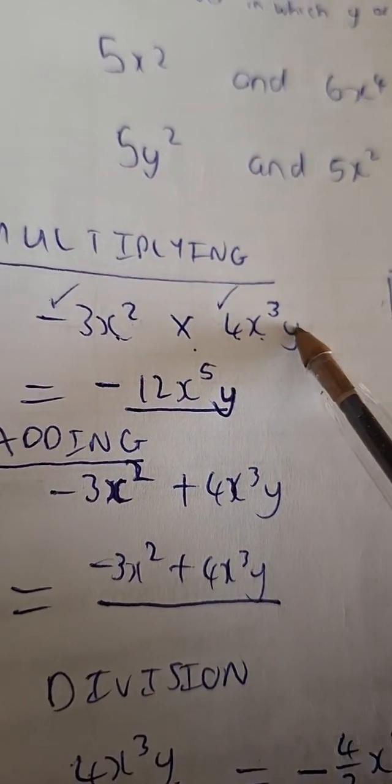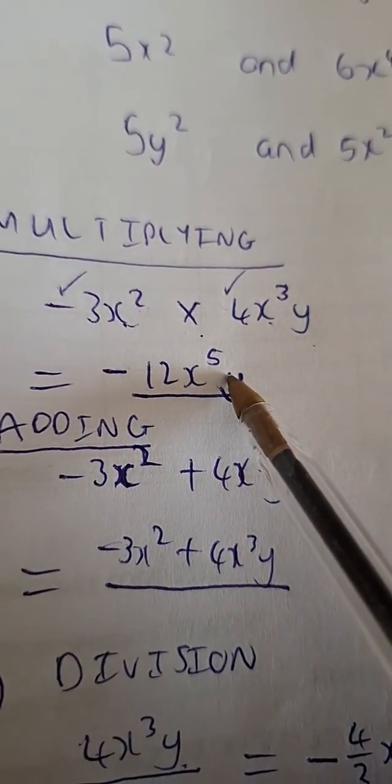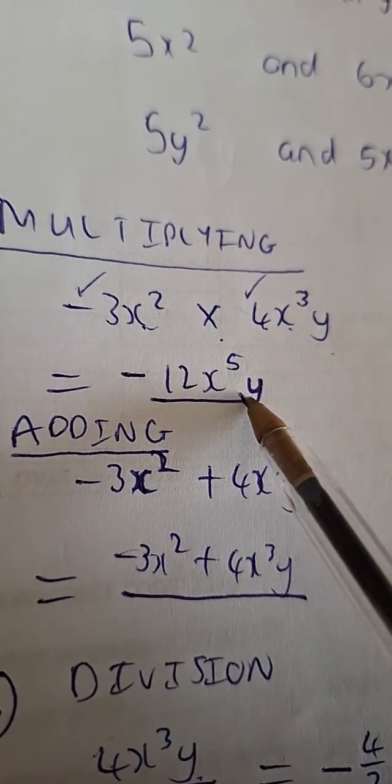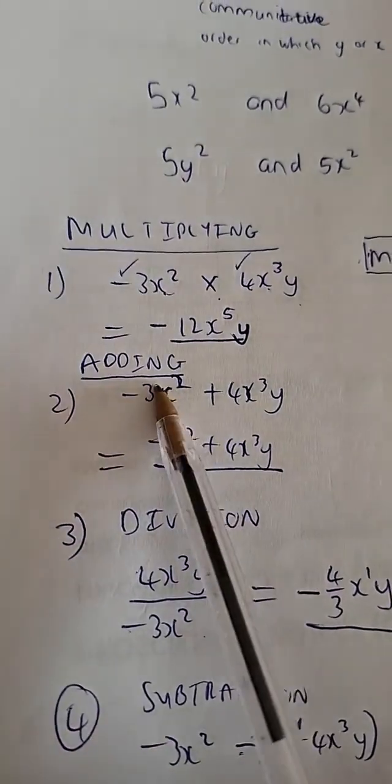Remember, if the variable is different, then we keep that variable as it was originally. So the answer here is negative 12x to the power 5y. This is grade 9, guys, grade 9.